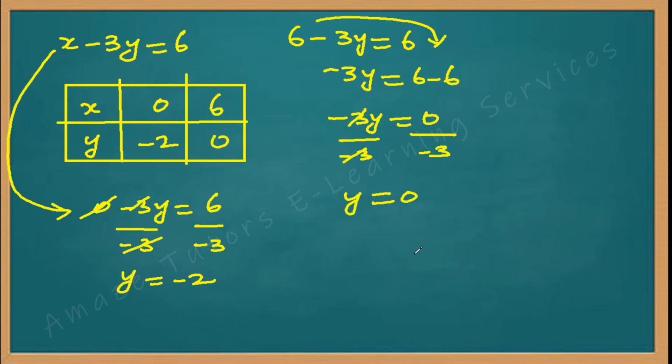Now what are the two coordinates? For this particular equation, 0, negative 2. Write it in this order, x first and then y. Don't take it in this order. And the other coordinate 6, comma 0.